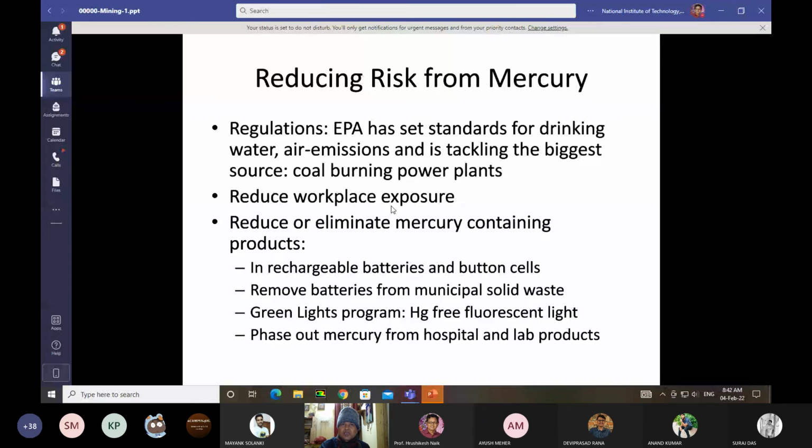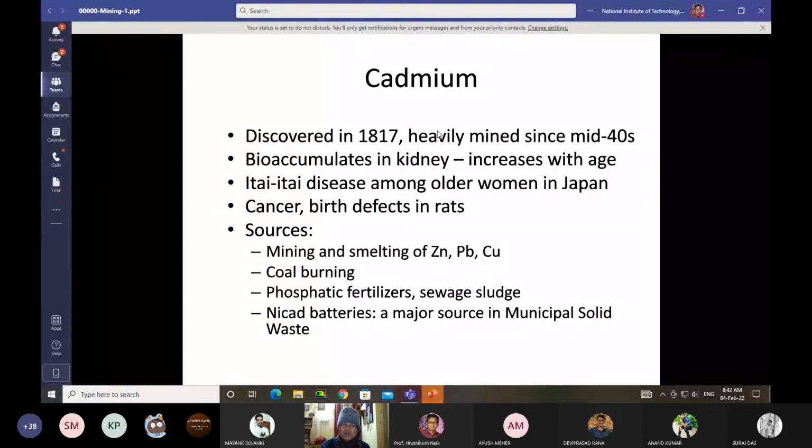and button cells. Then cadmium is another metal which is very dangerous also, and cadmium was discovered in the year 1817. It is heavily mined since the mid 1940s. It bioaccumulates in the kidney, increases with age, and it can also create a danger of cancer and birth defects in rats. The sources of cadmium are found in mining and smelting of zinc, lead, copper, coal burning, phosphatic fertilizers, sewage sludge. So cadmium is a source of problem.